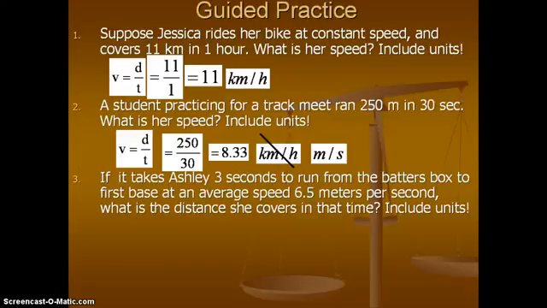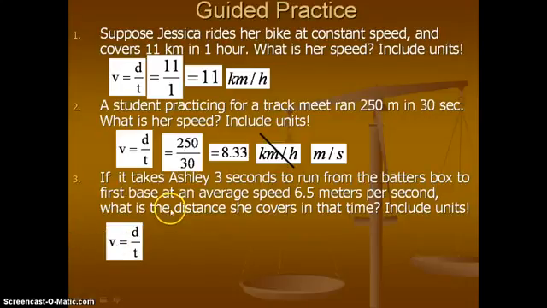Number 3. If it takes Ashley 3 seconds to run from the batter's box to first base at an average speed of 6.5 meters per second, what is the distance she covers in that time? Include units. So, V equals D over T. I want to point out here that we are not looking for speed this time. We are given speed right here. So this 6.5, we're actually going to plug in right here for V.